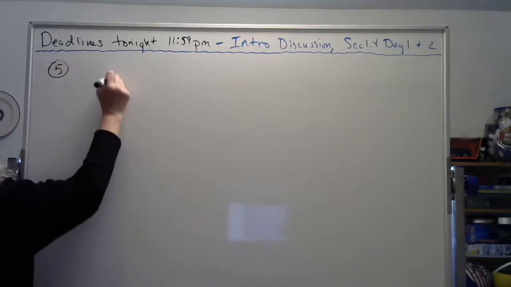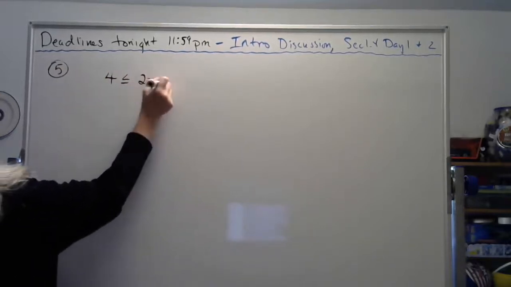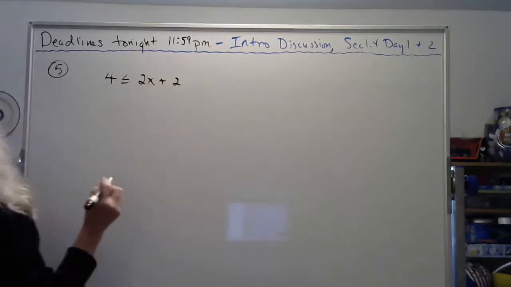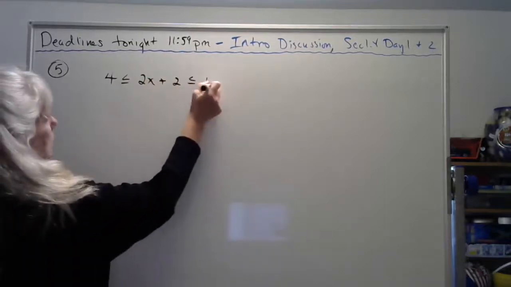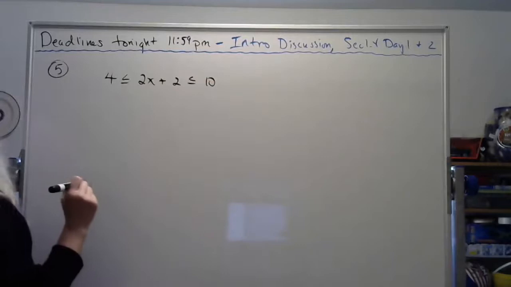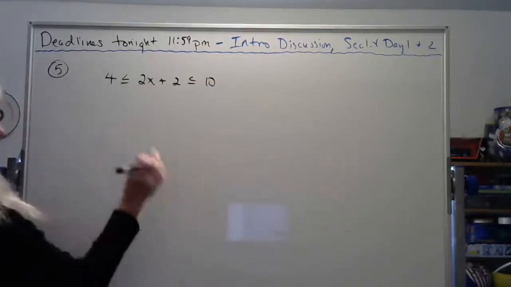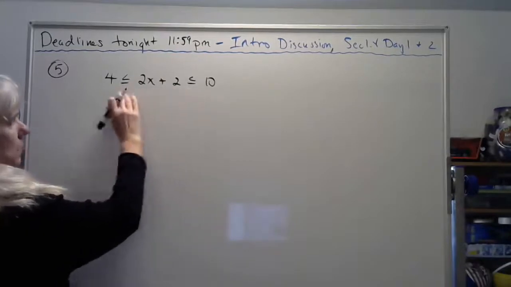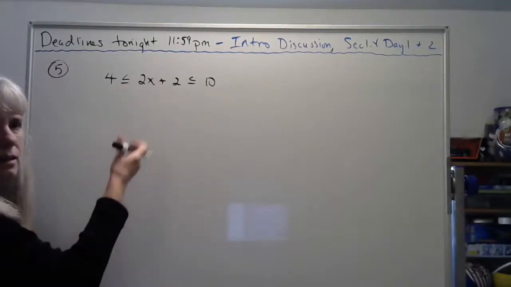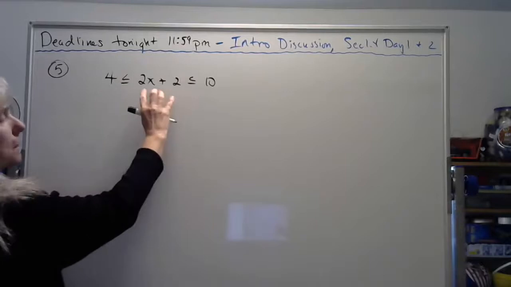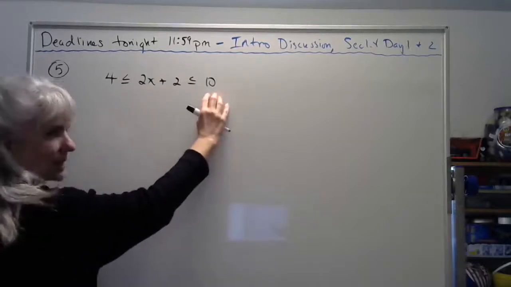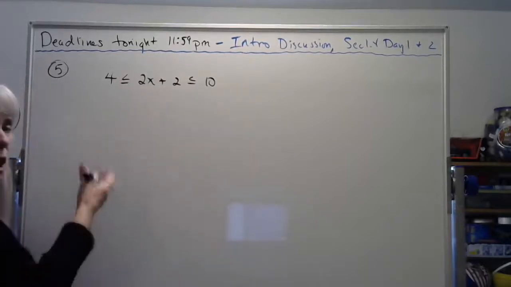Let's do 4 is less than or equal to 2x plus 2, which is less than or equal to 10. So for the first time we see an inequality in 2 different spots, it's okay. Instead of having just a left side and a right side, we have a left side, a middle side, and a right side. So whatever we do, we have to do to all 3 spots.